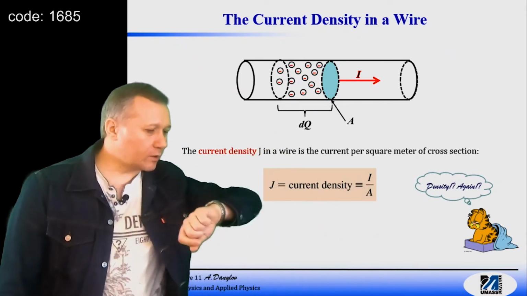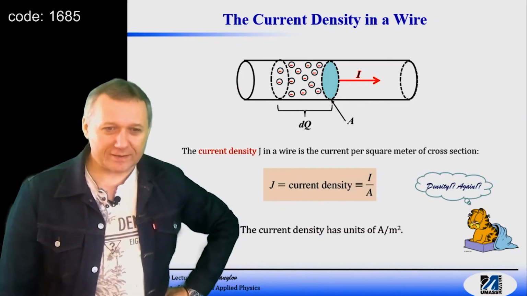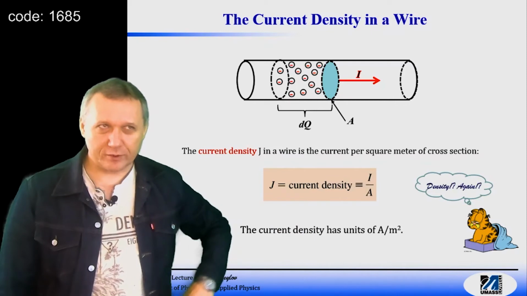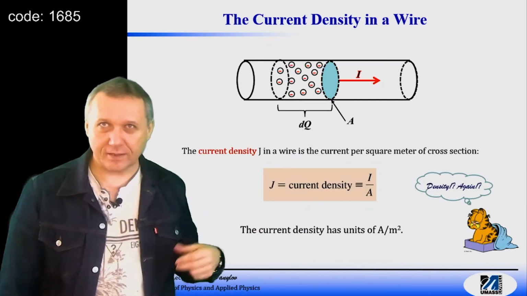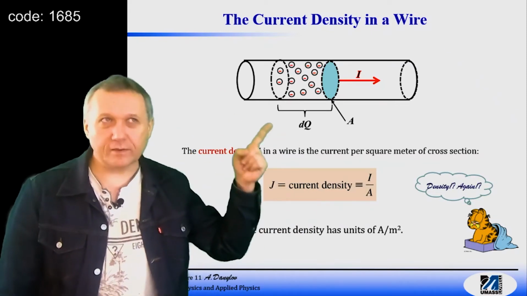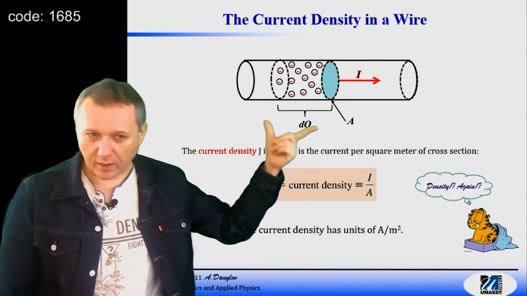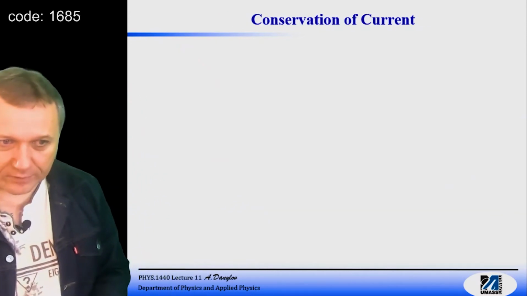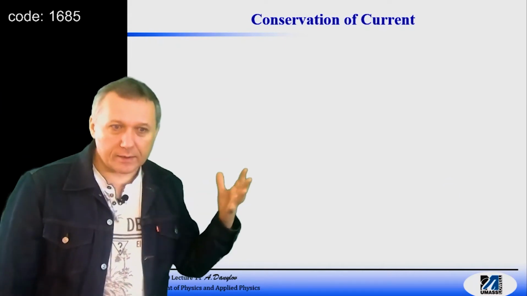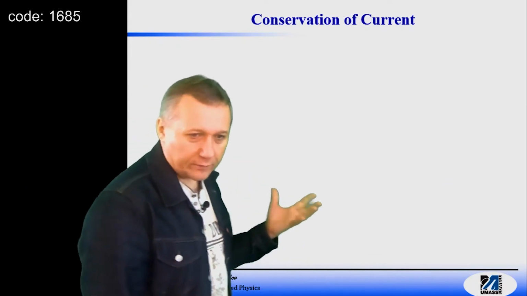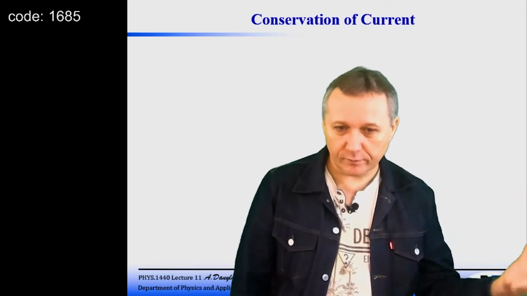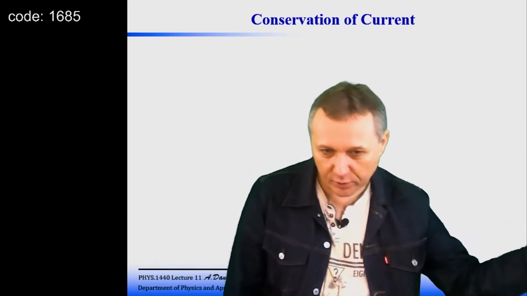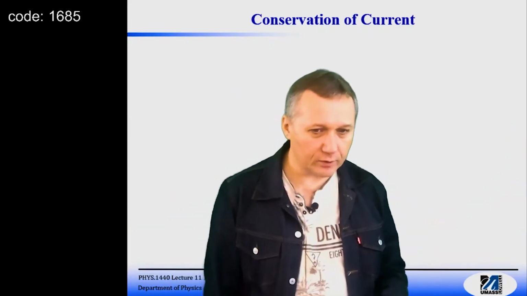All right, so next. We introduced current, then the direction of current, now current density, and next, conservation of current. And what is behind conservation of current? It's the conservation of charge. It's just conservation of charge applied in circuitry. We call it conservation of current.